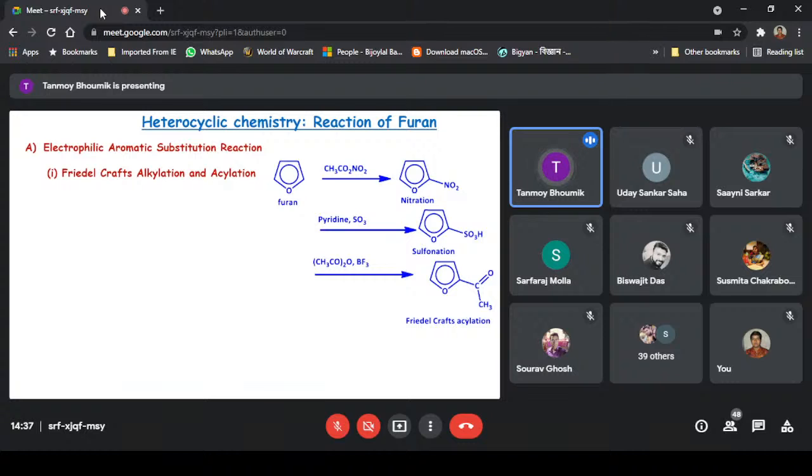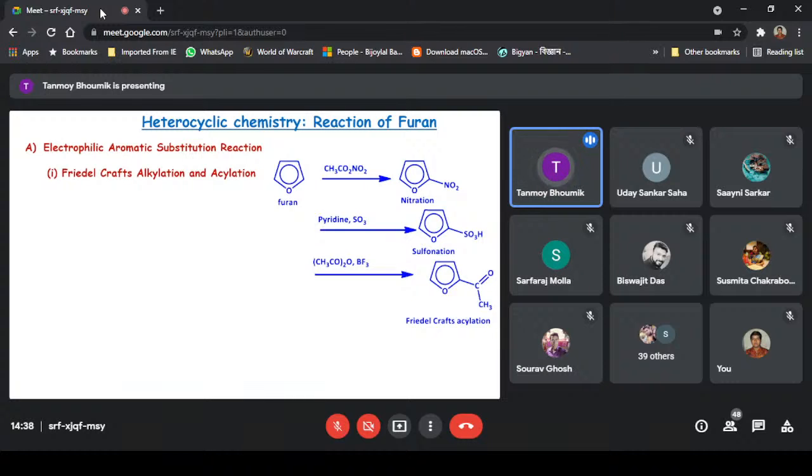The nitration reaction occurs in the presence of mixed acid, which is concentrated nitric acid and concentrated sulfuric acid, which generates NO2+. This nitronium ion can easily substitute the hydrogen at the alpha position. Then the alpha-substituted nitrofuran is formed immediately, and similarly sulfur trioxide in pyridine, or only sulfuric acid, can generate the SO3H group at the alpha position.